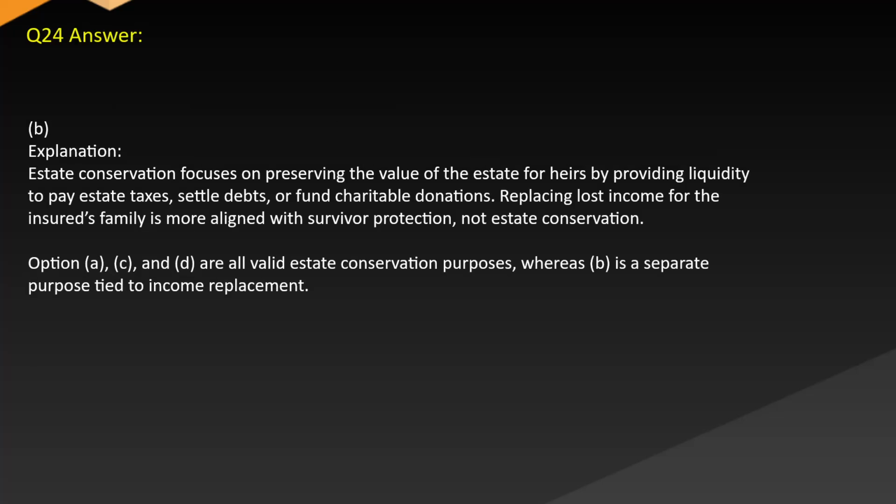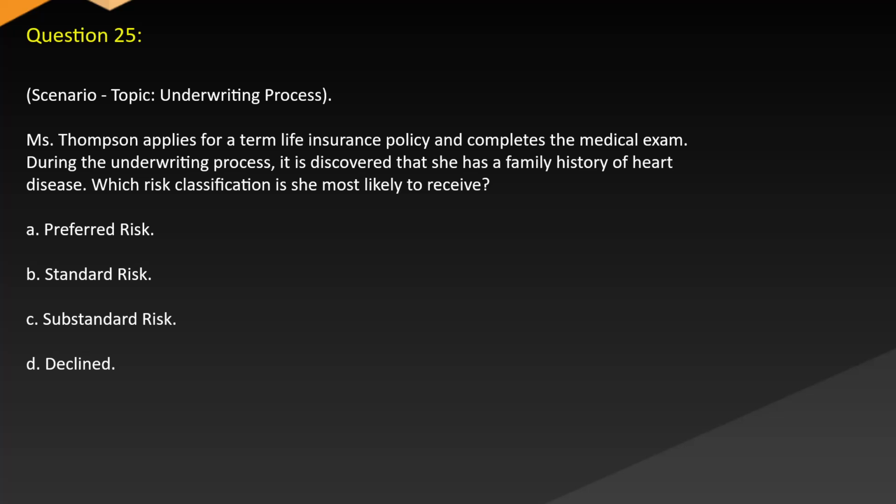Answer B. Explanation. Estate conservation focuses on preserving the value of the estate for heirs by providing liquidity to pay estate taxes, settle debts, or fund charitable donations. Replacing lost income for the insured's family is more aligned with survivor protection, not estate conservation. Options A, C, and D are all valid estate conservation purposes, whereas B is a separate purpose tied to income replacement. Question 25. Scenario.